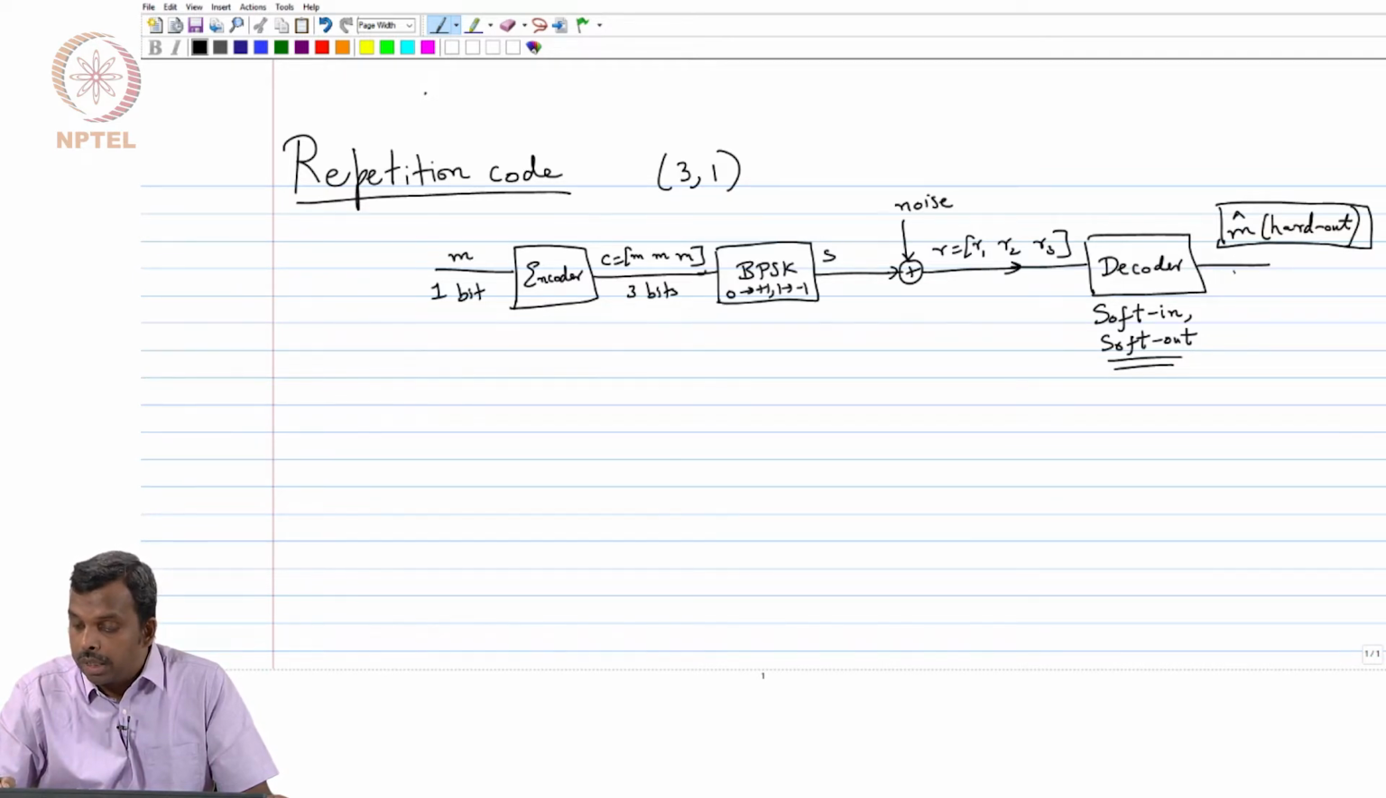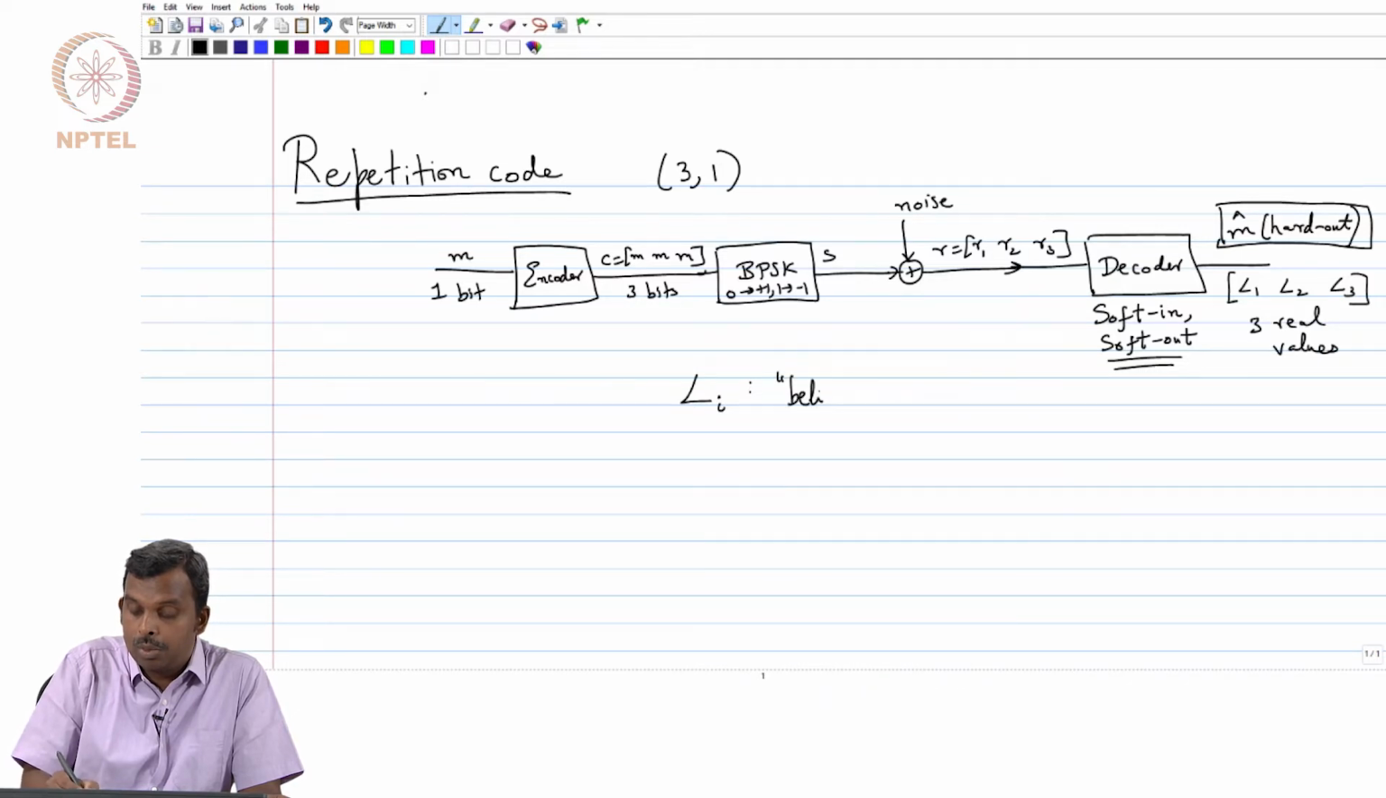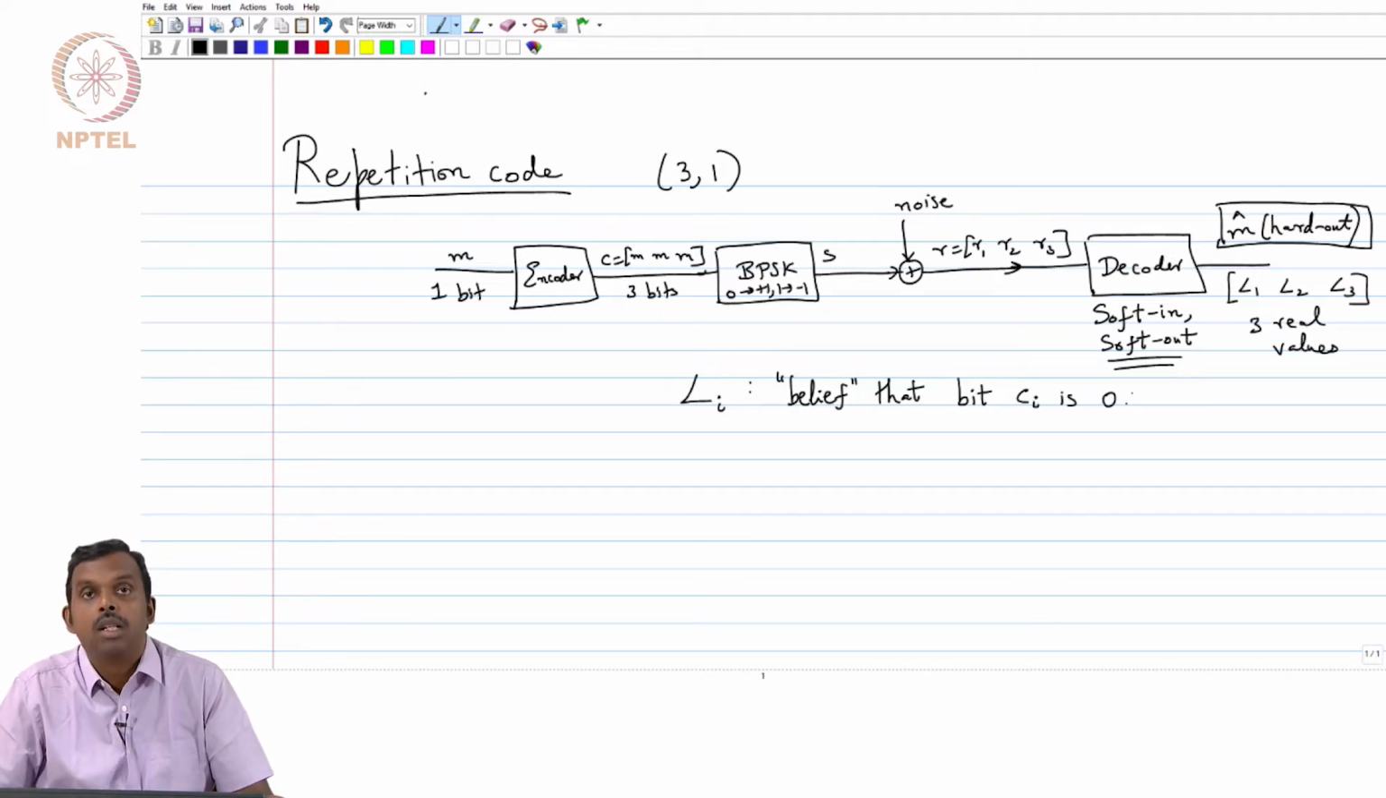So what I will put out here is L1, L2, L3. Okay, there are 3 real values that will come out of this decoder. Okay, what are each of these values? Li is, let's say, "belief". I will define it a bit more precisely later on. Belief that bit Ci is, let's say, 0. Okay, so I want some soft output, some real values to come out.